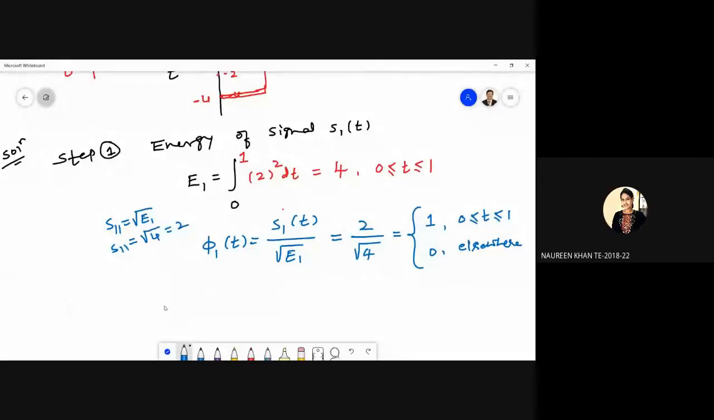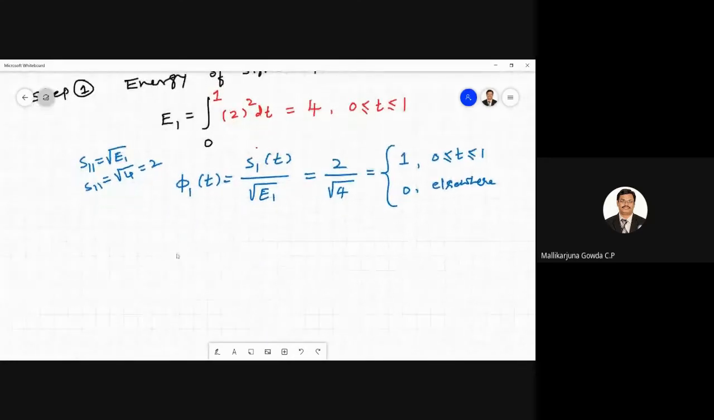Sir, can you tell what is S2 of t? Yeah, S2 of t. Can you say from the interval 1 to 2? Yeah, the interval is 1 to 2, correct. Like the amplitude is minus 4. Yeah, very good. The amplitude is minus 4.